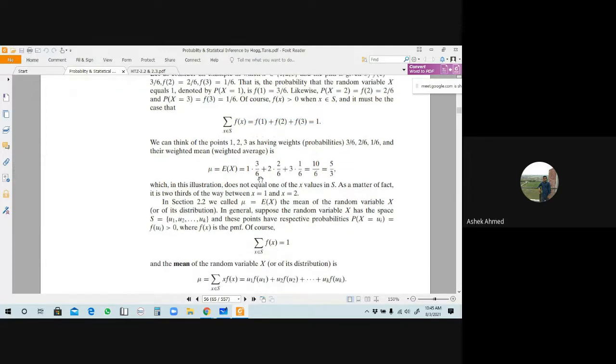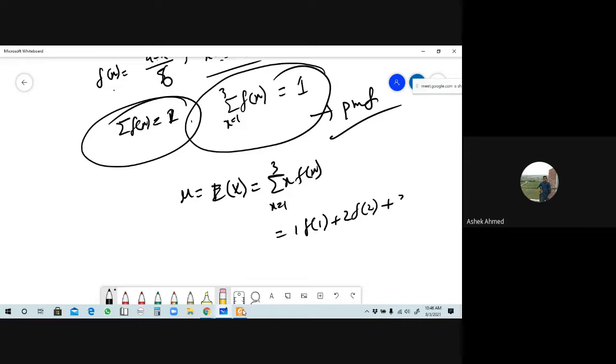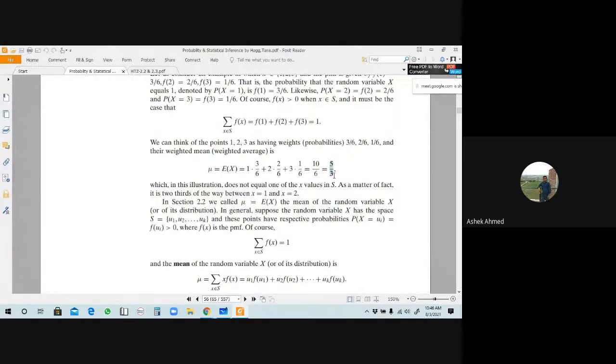Now we can find out the expected value. The expected value means the average value, is it right? So mu equals expectation of x. We know that expectation of x, as we already discussed in the last class, is the summation of x into f of x. The values of x are 1 up to 3. This will be 1 into f of 1 plus 2 into f of 2 plus 3 into f of 3. So the result will be 5 by 3 here.